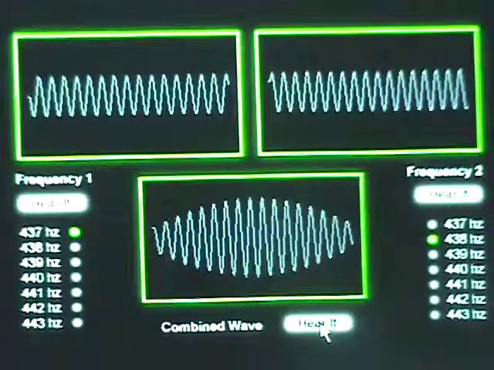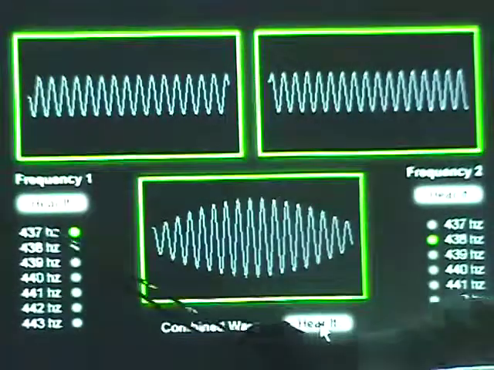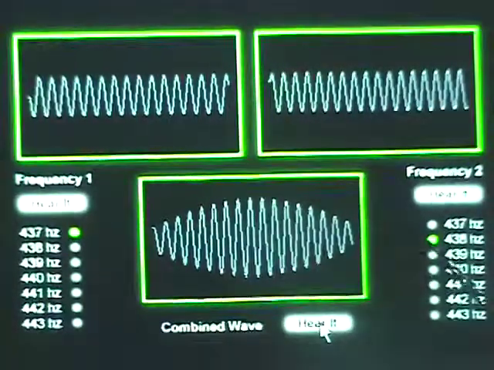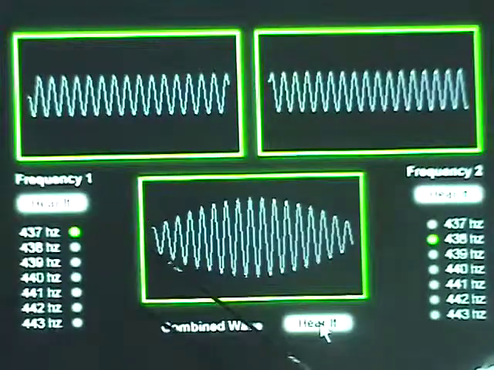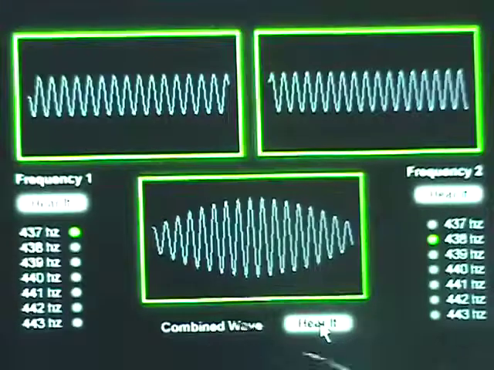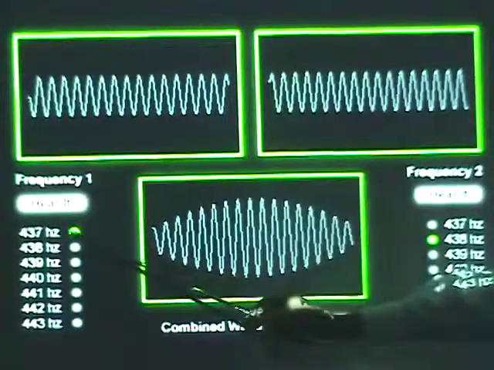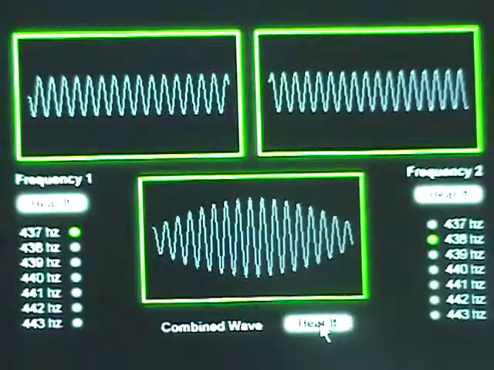Now, beat frequency here, the difference between the frequencies, is 1 Hertz. That means there will be 1 beat per second. The beat frequency is the difference between the frequencies. Let's look at the difference.